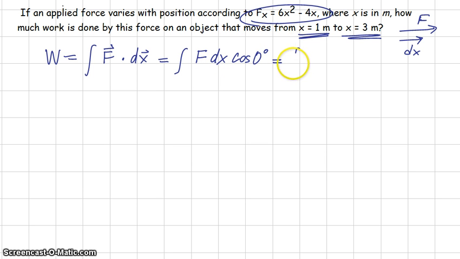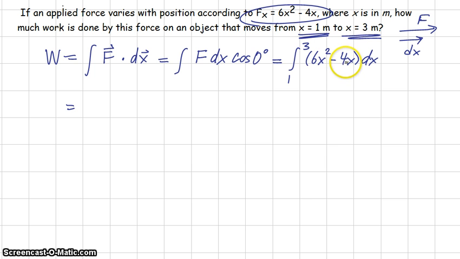So now we're going to apply this. We're going to start at 1 meter. We're going to end at 3 meters. We're going to plug in our function 6x squared minus 4x times dx. So now it's time to take the antiderivative. And so we want the function whose derivative is 6x squared minus 4x.